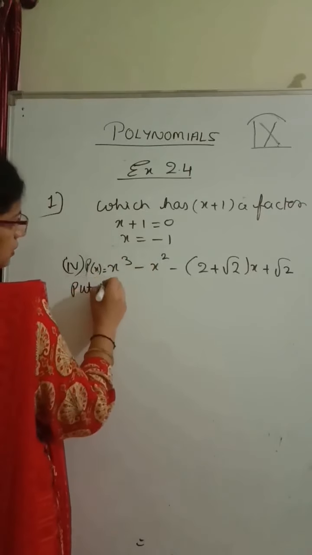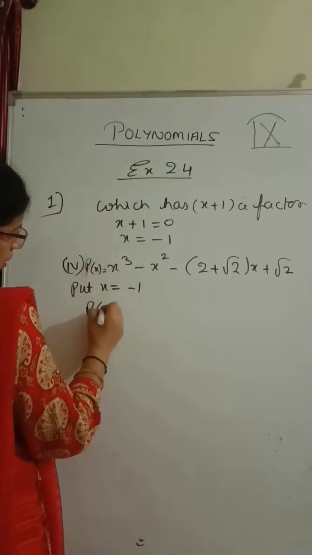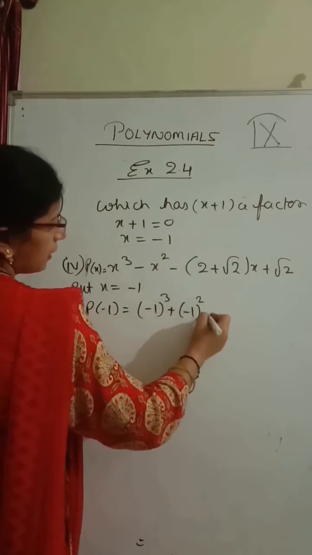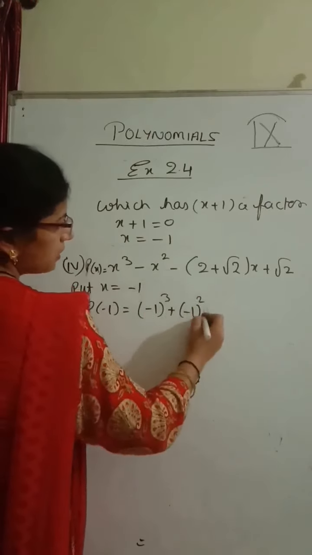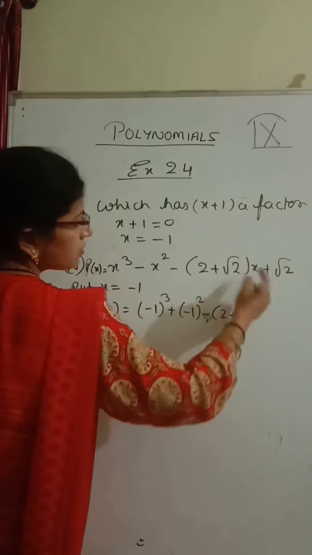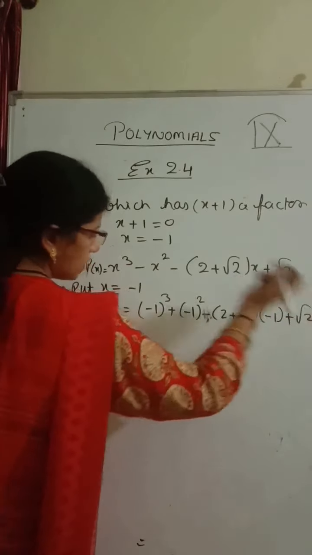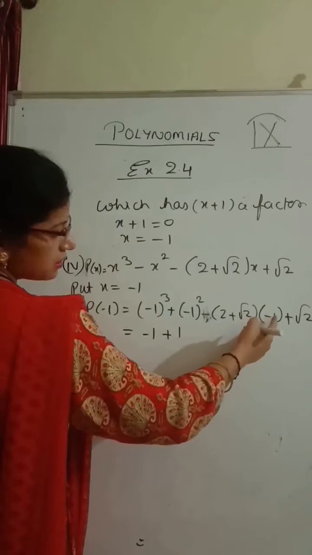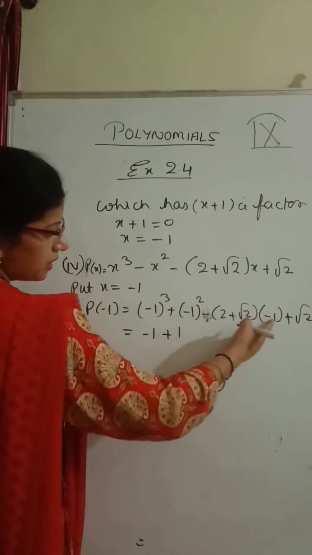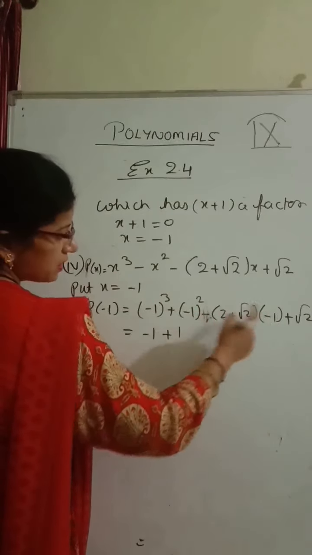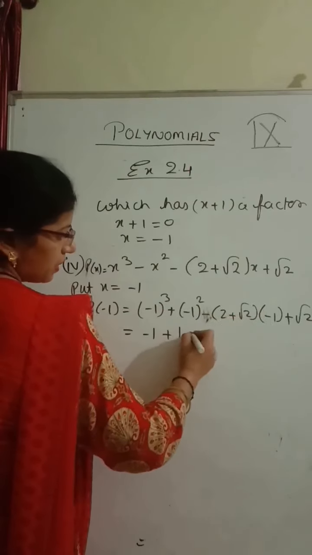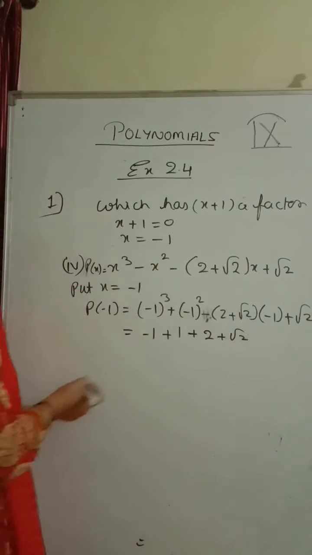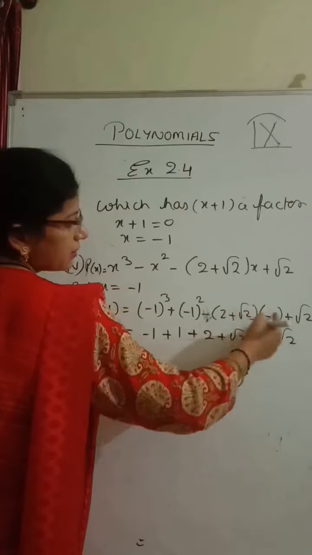Put x is equals to -1. Same as in this. So p of -1 equals to -1 cube plus -1 square minus 2 plus root 2 in the place of x, -1, plus root 2. Let us solve this. -1 cube is -1, plus 1. This is -1, I'm just multiplying by inside. Minus plus, so this will become +1. So this will become plus 2 plus root 2. Okay, plus root 2, if you multiply it inside, this will come.